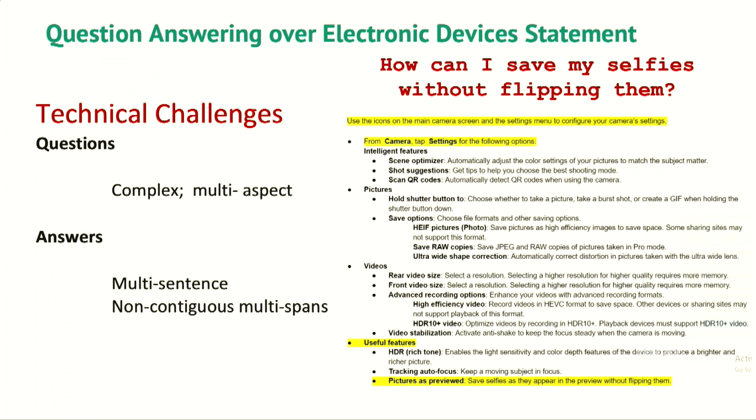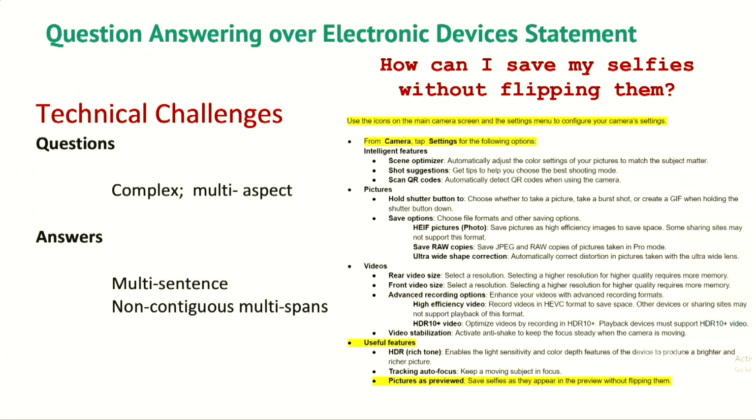Now the answers are multi-sentence. So you have the sentence for the setting, and a non-contiguous multi-span. It is not a contiguous span. It is a non-contiguous multi-span. I just want to impress upon you that this is a difficult task. You have an e-manual, you have to go to a section, and within that section you have to find an answer. So it is a difficult task. All tasks can be done.